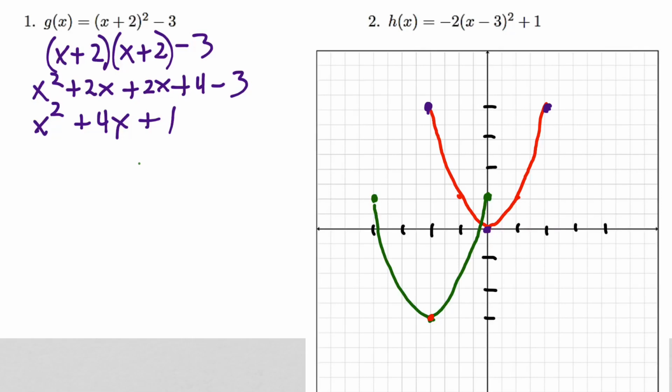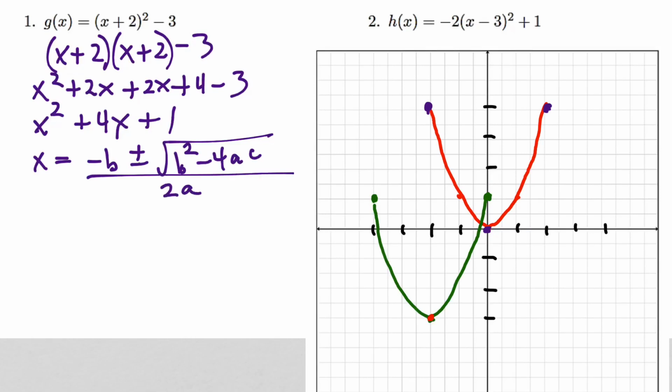Now remember, I'm going to tell you guys to write this down a few times as we're going along in this unit, and hopefully by that point you've got it memorized. So -b plus or minus the square root of b squared minus 4ac all over 2a. All right, so a is 1, b is 4, and c is 1. Okay, so we're going to plug those in. Let's write it over here. A is 1, B is 4, C is 1. Okay, so we have to do it in that order.